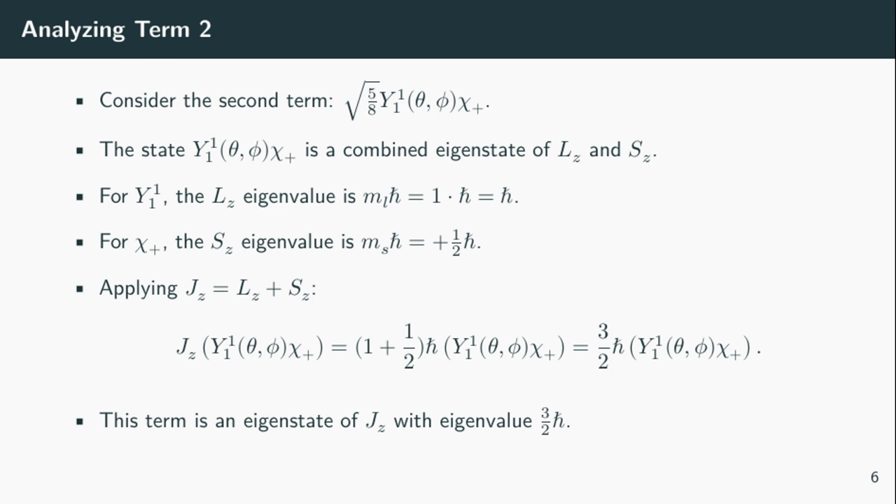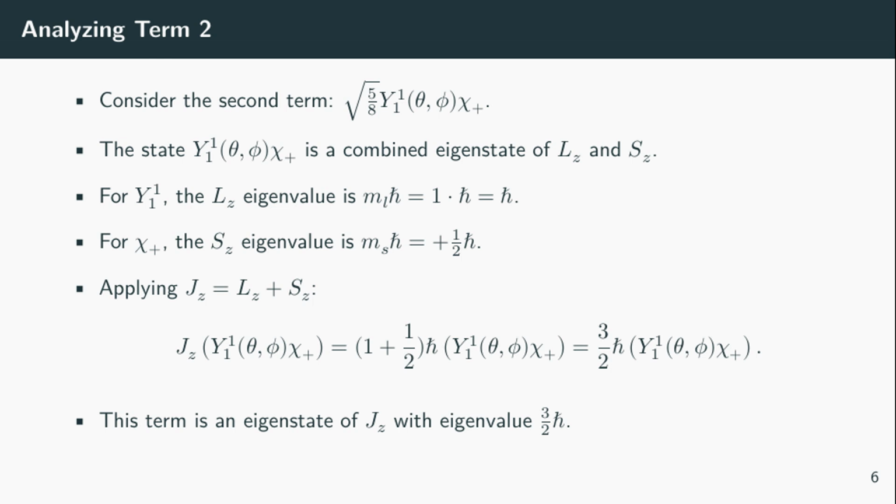Next, let's analyze the second term in the wave function's angular and spin part, the square root of 5 over 8 times Y11 of theta phi chi plus. We look at the state part Y11 of theta phi chi plus. This state is also a combined eigenstate of Lz and Sz. For the Y11 part, the Lz eigenvalue is m_l h bar. Here m_l is 1, so it's 1 times h bar, which is h bar. For the chi plus part, the Sz eigenvalue is m_s h bar. For chi plus, m_s is plus 1/2, so it's plus 1/2 h bar.